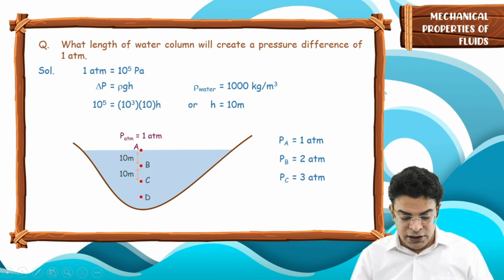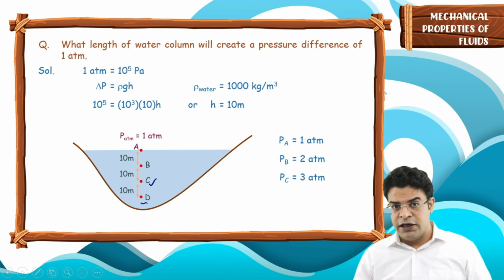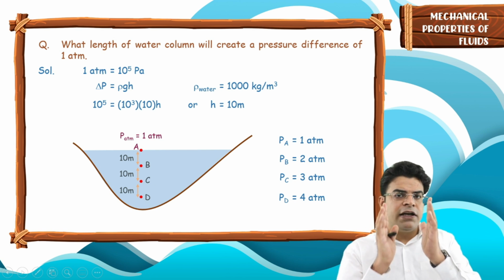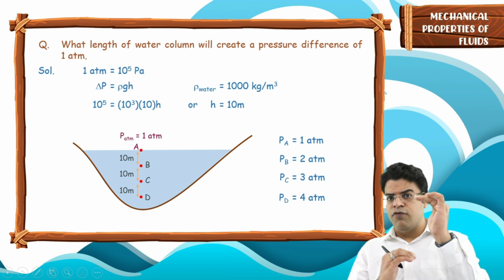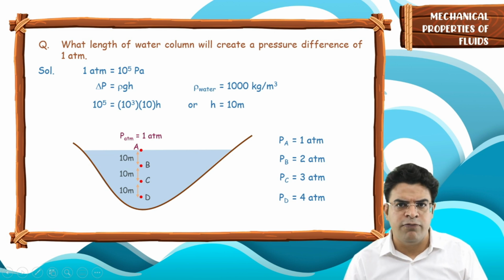And at point D, again 10 meters below C, the pressure will again increase by 1 atm, so the pressure at point D has to be 4 atm. So remember that every 10 meter length of water column creates a pressure equal to 1 atm, which is 10 raised to the power of 5 Pascal.